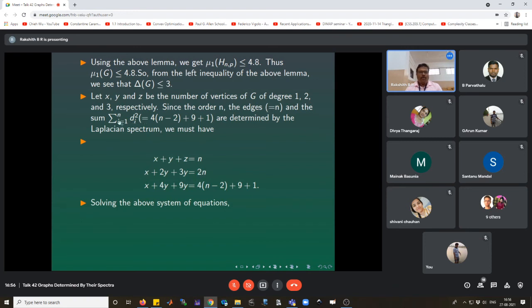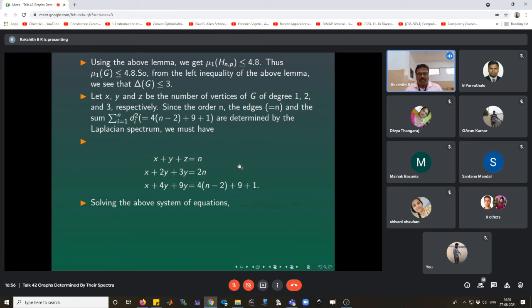And also x plus 4y plus 9z, that is 1 square into x plus 2 square into y plus 3 square into z. So I'm summing the squares of the degrees. It must be equal to again this quantity, because this quantity is again determined by the Laplacian spectrum. So you will be getting this equation.